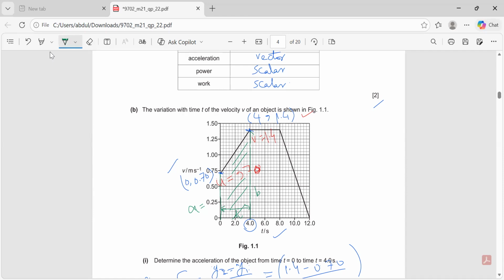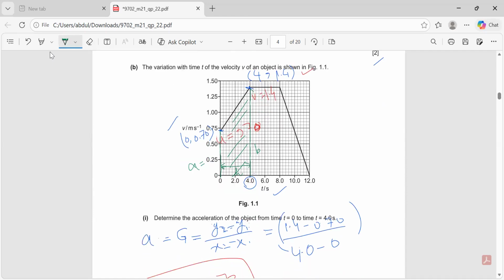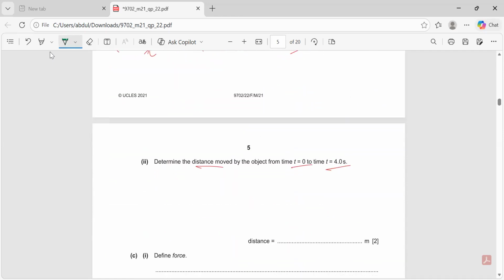Trapezium. So A is 0.7, up to here we have already calculated. B is 1.40, already calculated. And the distance between the parallel sides is 4 minus 0, 4. So simply we can calculate the distance traveled. Distance will be equal to the area of the trapezium, so 1 over 2 times (A plus B), which means the sum of the parallel sides, times H, the distance between the parallel sides.